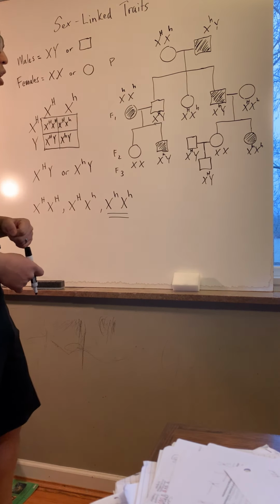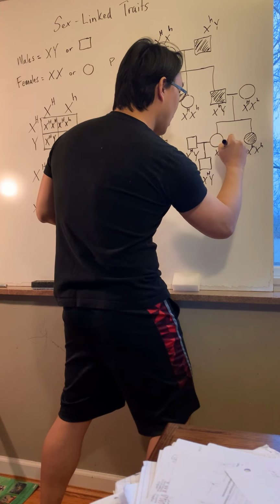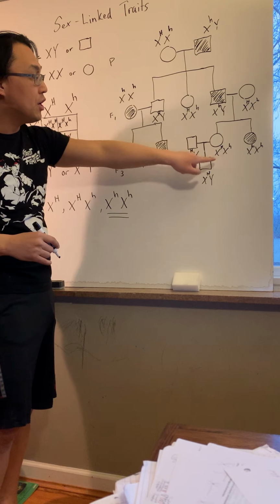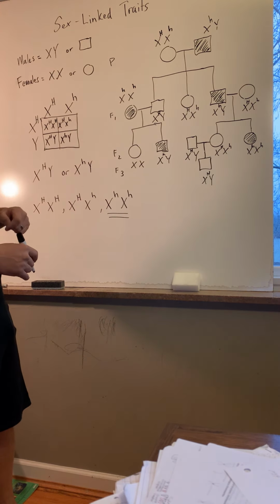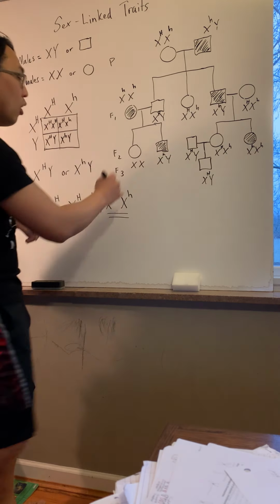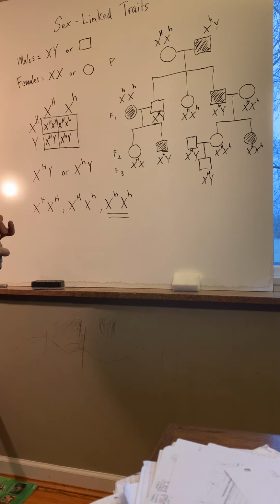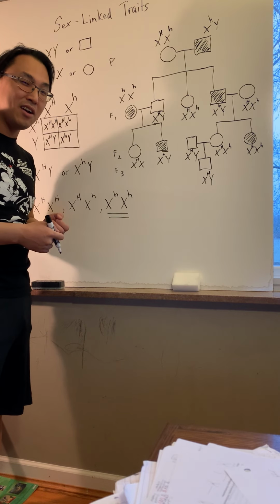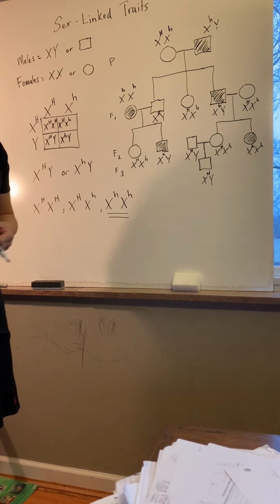This individual here has to be heterozygous, and the reason why is because the father has to give the little h to this daughter. We move on to this one over here, the last one. This individual we know has at least one big H because it doesn't have hemophilia. Can you figure out what the next allele would be? So the next allele would be a little h.